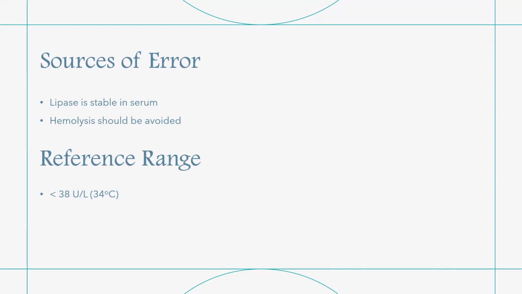Now, what are the sources of error for lipase activity? Lipase is stable in serum with negligible loss in activity at room temperature. However, we have to take note that a hemolyzed sample is not recommended and should be avoided because hemoglobin inhibits the activity of lipase, which causes falsely low levels of lipase. And for the reference range, less than 38 units per liter is the level for our lipase.